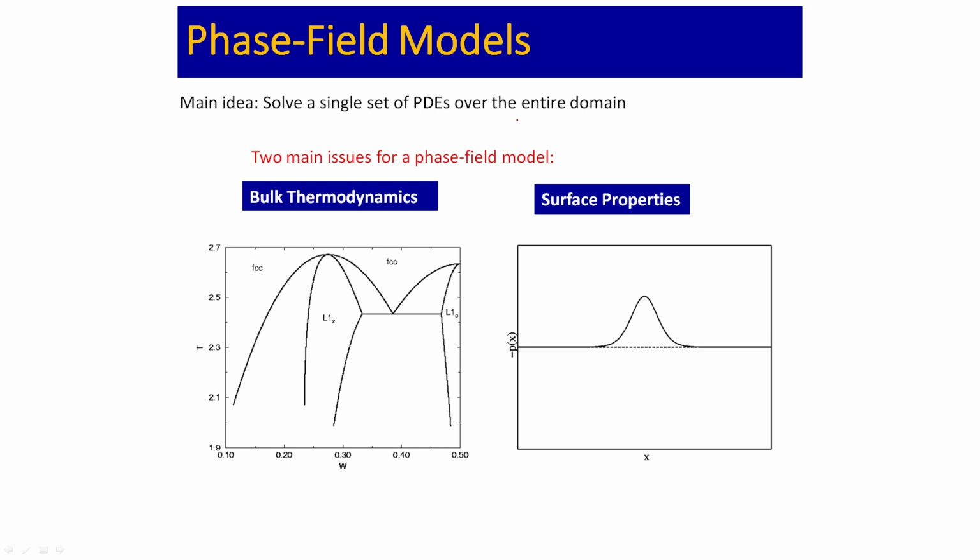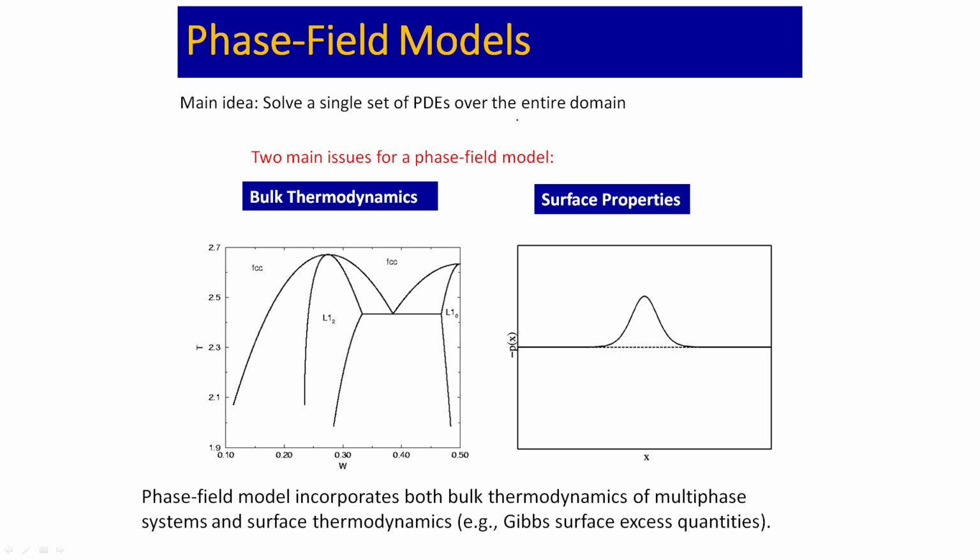So, we need to have thermodynamic information like bulk thermodynamics, as well as information about the surface properties, interfacial properties, and diffusivities also. These two together must form a single set of partial differential equations, and that is why the phase field model incorporates both the bulk thermodynamics of the multiphase systems as well as surface thermodynamics, like the surface excess quantity, which is nothing but surface energies.